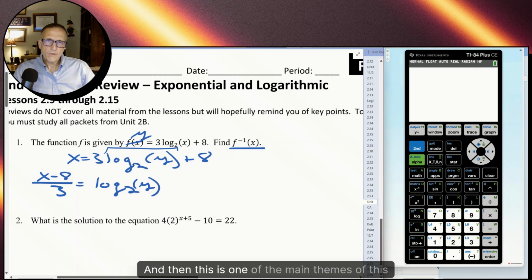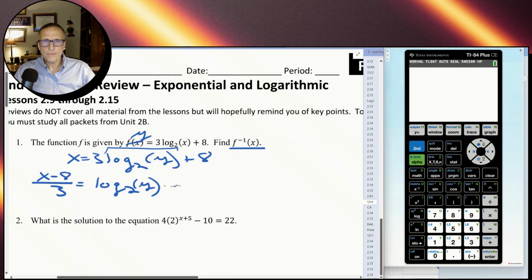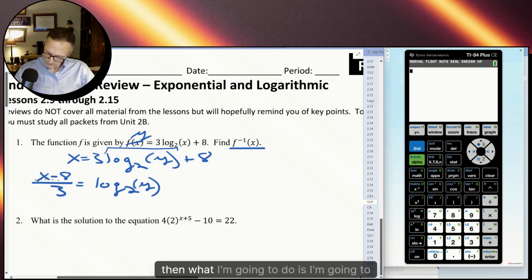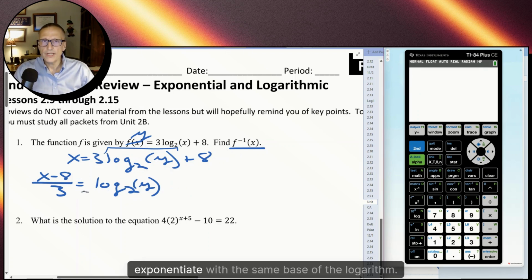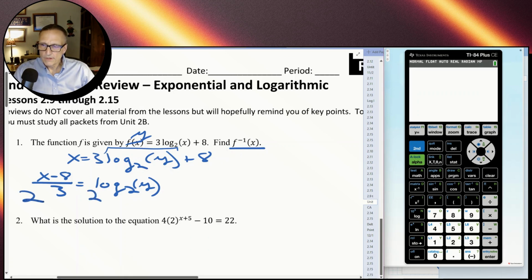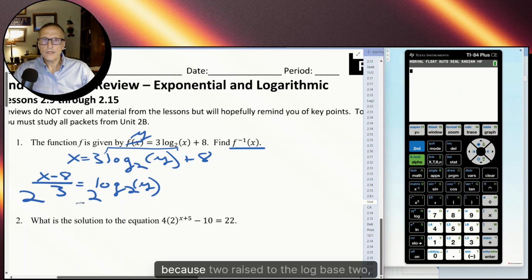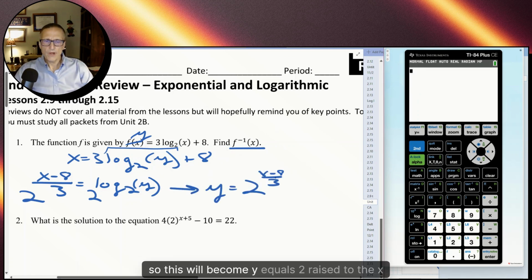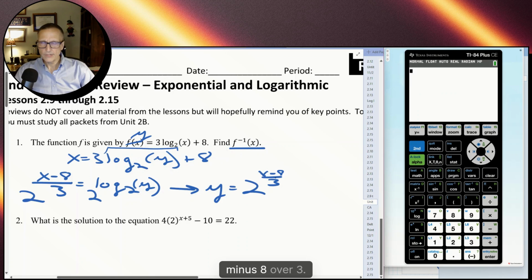And then this is one of the main themes of this unit: how do we use logs and exponentials in the process of manipulating equations? Well, if I have a variable that I'm solving for and it's inside of a logarithm, then I'm going to exponentiate with the same base of the logarithm. So I'm going to raise 2 to the power on both sides, because 2 raised to the log base 2, that's an inverse operation, and they will cancel, leaving me just the y. So this will become y equals 2 raised to the (x minus 8) over 3.